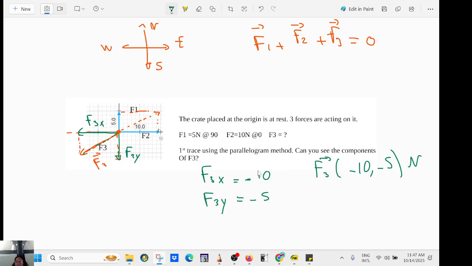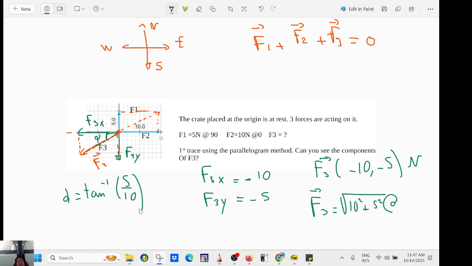Newton. And then we are back to finding a vector using components. You need to find the magnitude. Maybe they ask you to find the magnitude, so you have to use the Pythagorean theorem. And then you need to find the angle. So alpha will be arc tangent of 5/10. We did that many times. Do you agree?